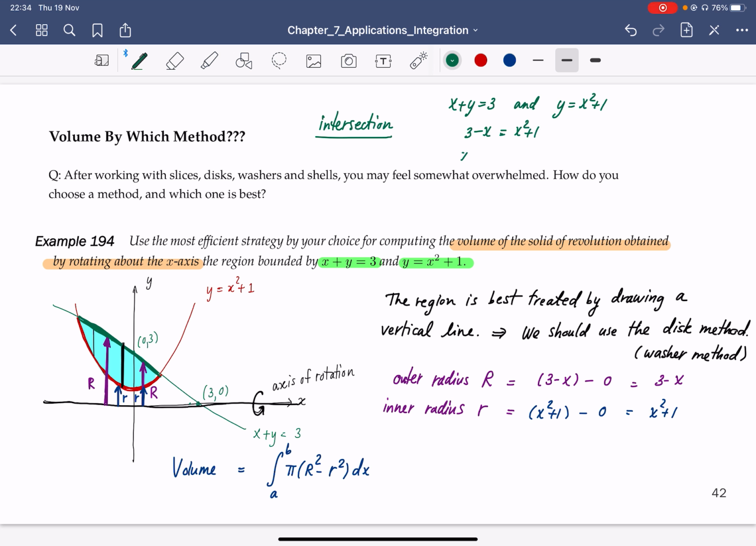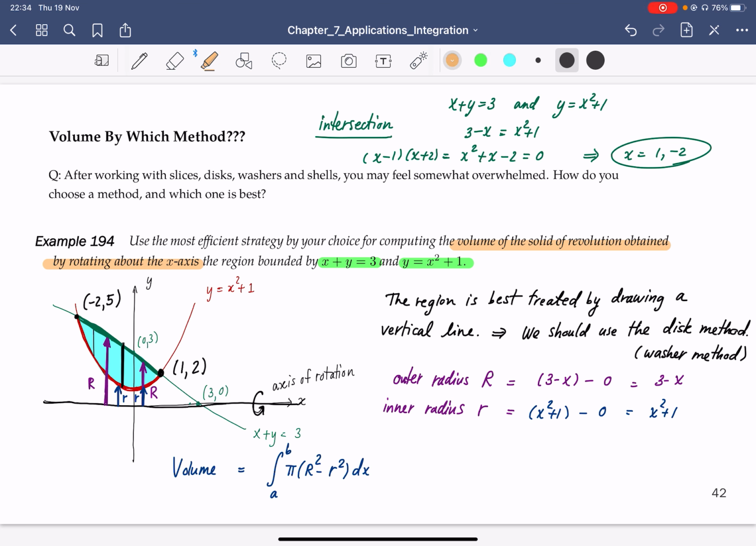And that means you have x squared plus x minus 2 equal to 0. So this means you have x minus 1 and x plus 2 equal to 0. Solve this, so you have x equal to 1 or negative 2. So that means your intersections are when x equals 1 and x equals negative 2. When x equals 1, you plug into the function, so you get y equal to 2. And when x equals negative 2, you plug in, so you get y equal to 5.